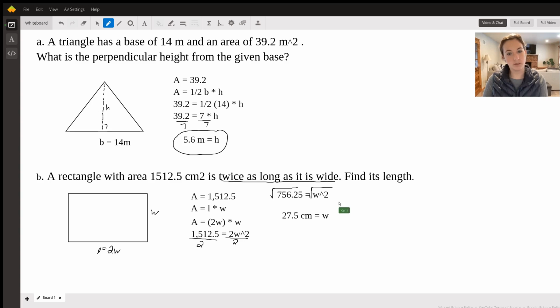But my question was, what's its length? So I know that my length is equal to 2w. So I would do 2 times 27.5, which gets me 55. And it would be centimeters. So that would be my final answer.